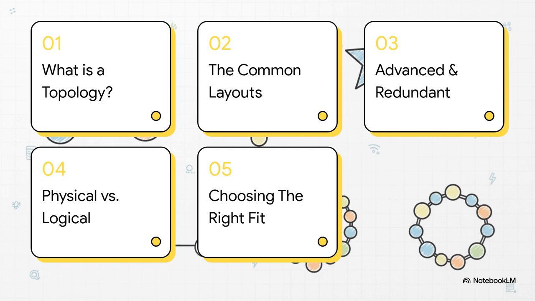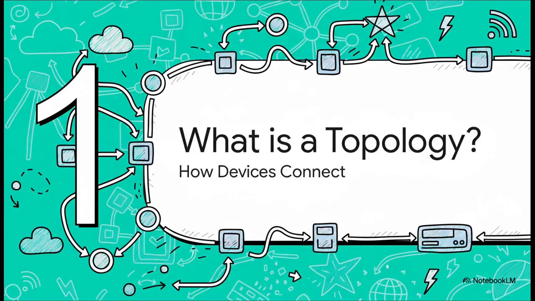So, here's what we're going to cover. First, we'll nail down what a network topology actually is. Then we'll dive into the most common layouts. You've definitely used these without even realizing it. After that, we'll check out some more advanced, heavy-duty designs, unpack the tricky difference between a network's physical and logical shape, and finally, we'll talk about how you choose the right fit for the job. All right, let's start at the beginning.